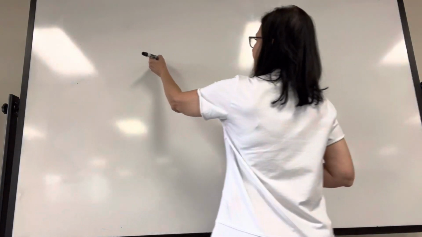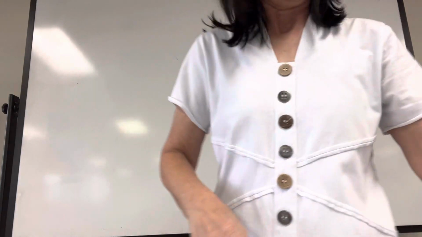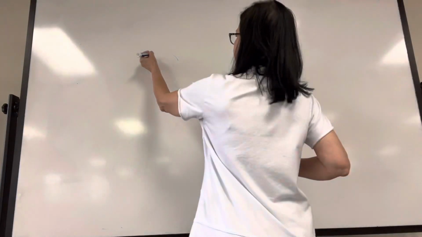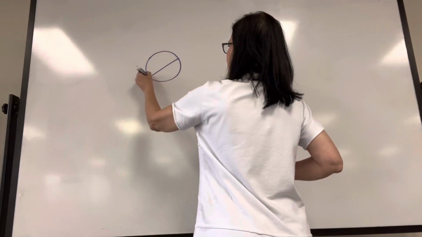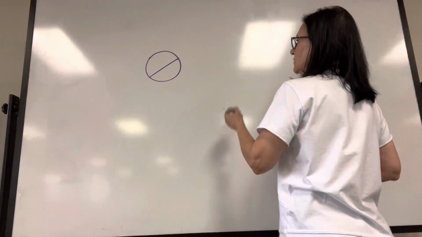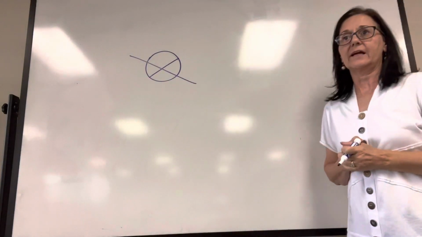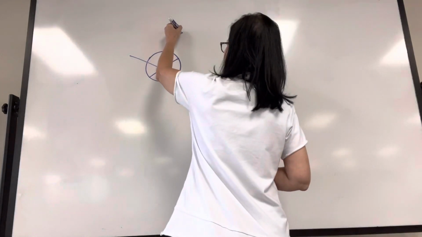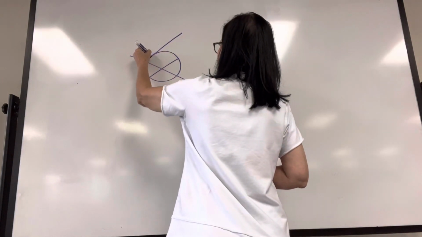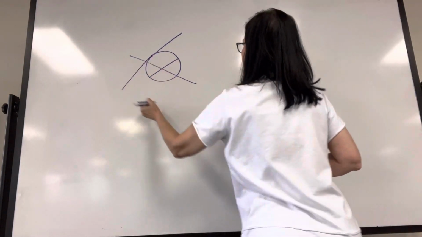Are you going to still use the tan lesson? No, we're not. However, how many times does a chord intersect a circle? 2 points. At how many points does a secant line intersect a circle? 2. A tangent line only intersects a circle at 1 point. 1. And only 1.